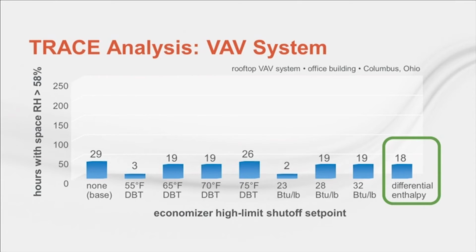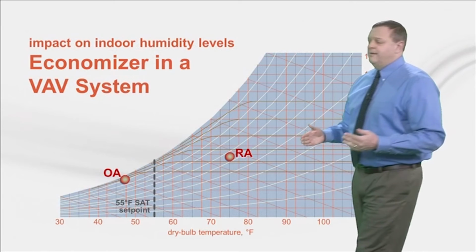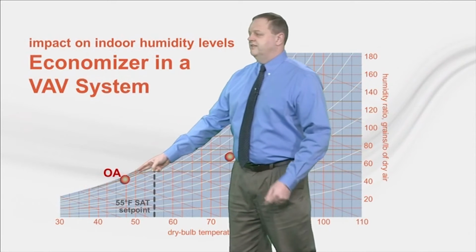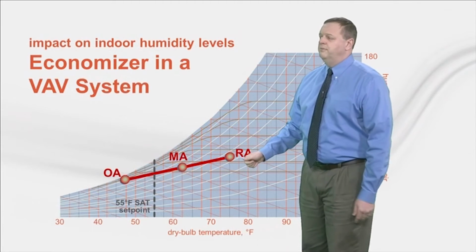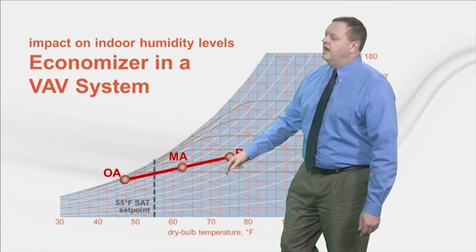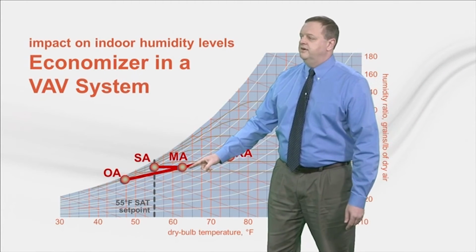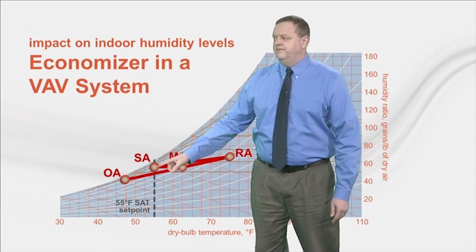So how can the economizer actually lower space humidity in a VAV system? Consider this example where it's about 47 degrees outside. Without an economizer, return air mixes with this outdoor air, and the cooling coil then cools this mixed air to the desired supply temperature of 55 degrees.